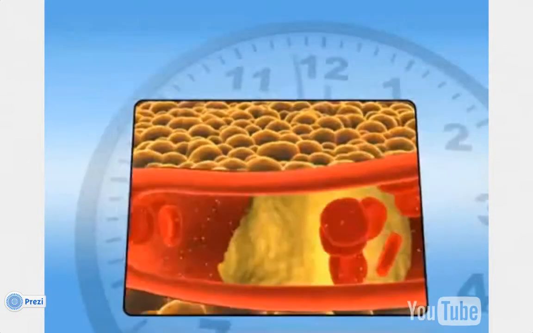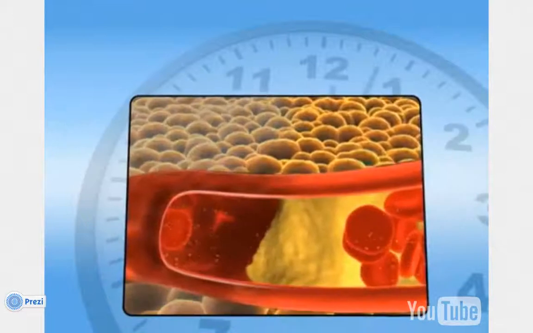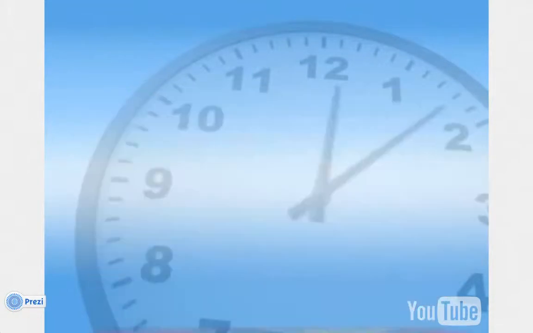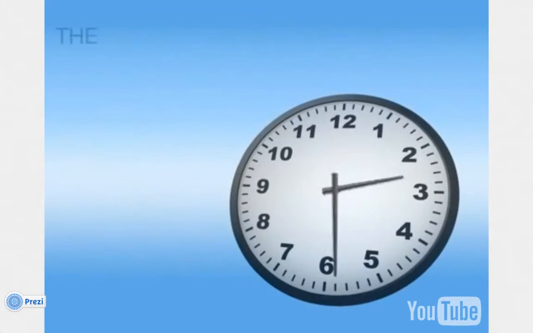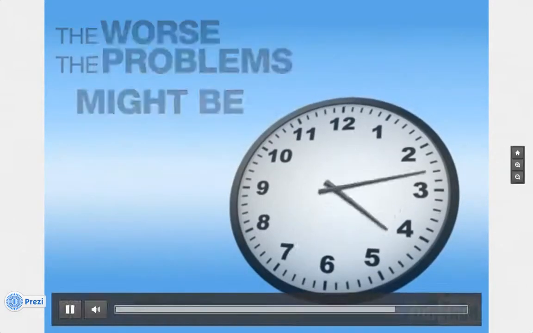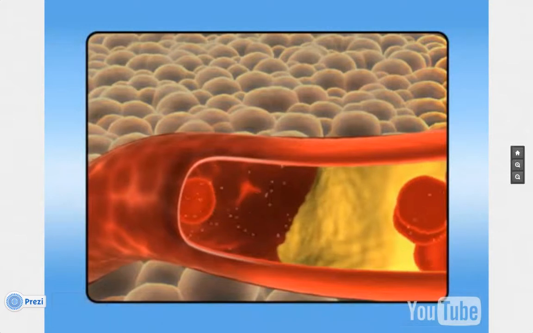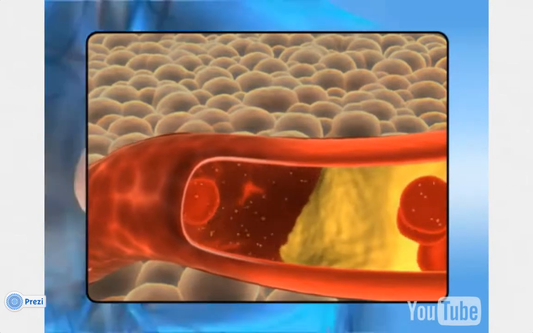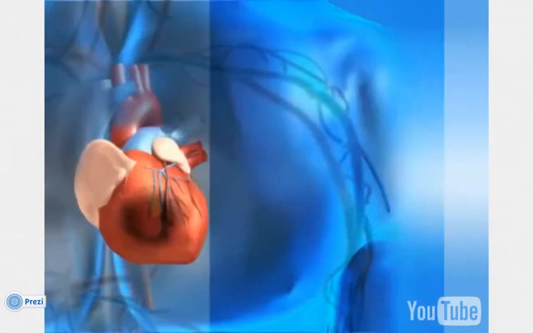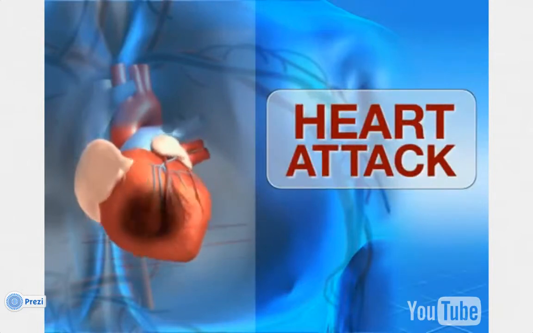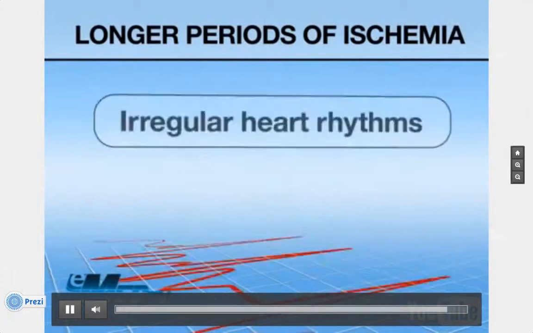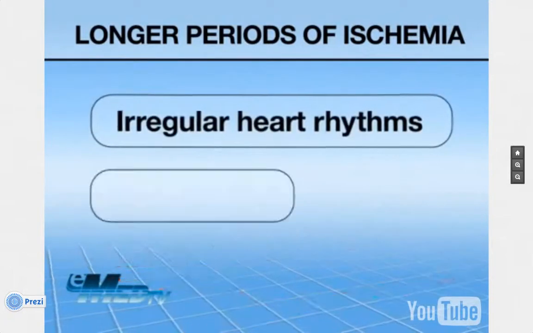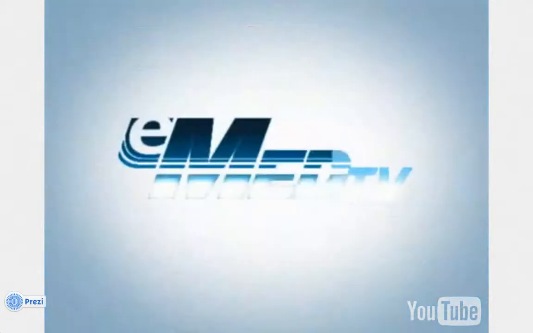These symptoms may only last for a few minutes, depending on how much of the heart isn't receiving enough blood. The longer the heart goes without blood and oxygen, the worse the problems might be. Over time, the parts of the heart that don't get enough oxygen can be permanently damaged and die. This is what happens during a heart attack. Longer periods of ischemia can also cause serious irregular heart rhythms and heart failure, which can be fatal.